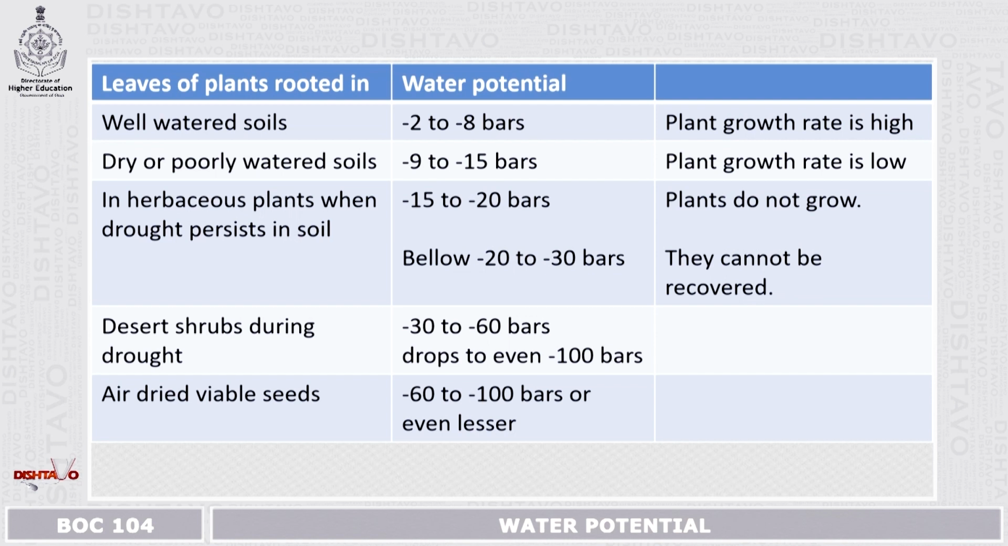Similarly, in the case of air-dried viable seeds, the DPD is very, very high because the water potential is very low, about -60 to -100 bars or even lesser. So when air-dried viable seeds are placed in water, because of their high DPD, they can absorb a lot of water and swell up.